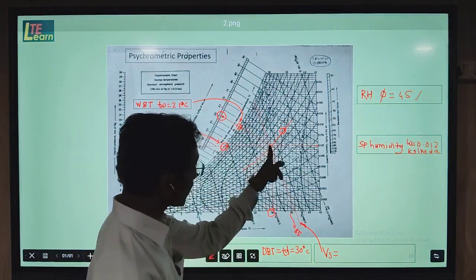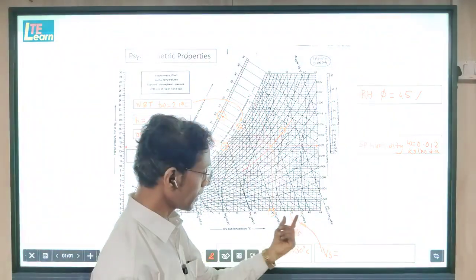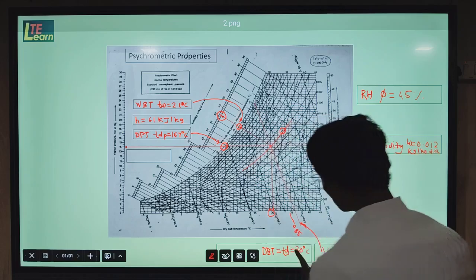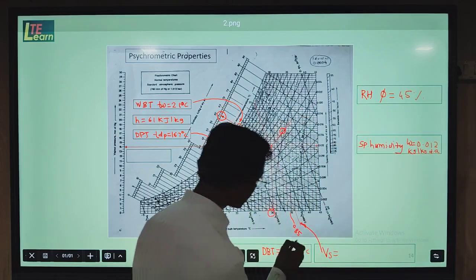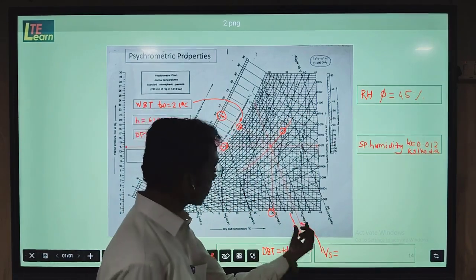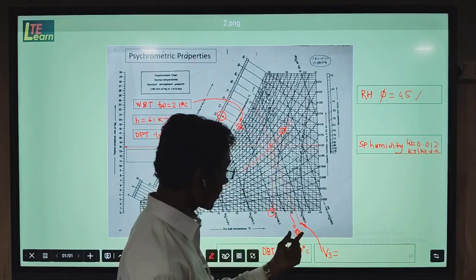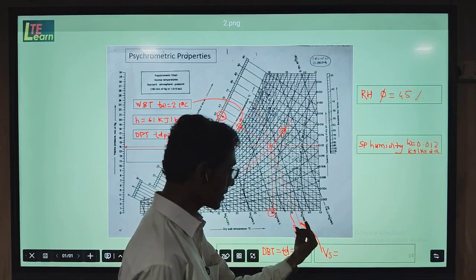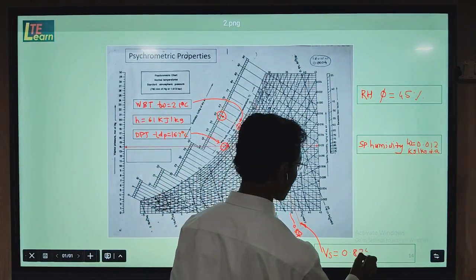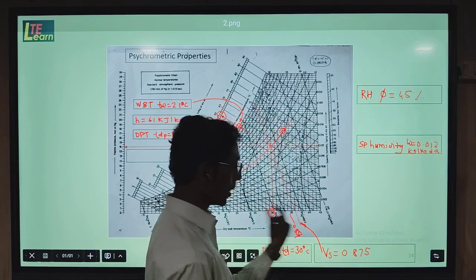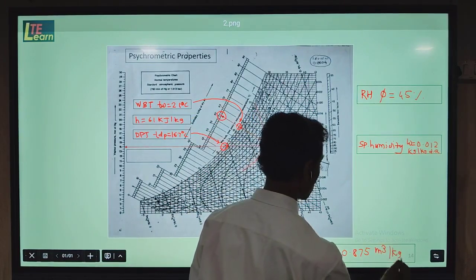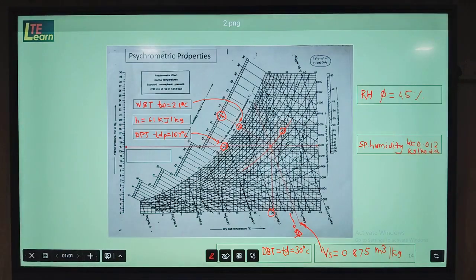So the current line which we have taken passing through this point is coming in between 0.85 specific volume and 87, sorry, it is 87. Now this line which is passing through this point is between 0.87 and 0.88. So this will be 0.875, mid value of these two, that is meter cube per kg. This is the specific volume we observe.